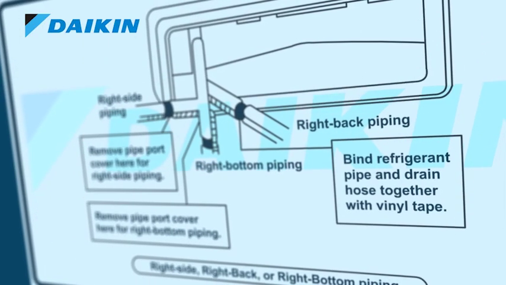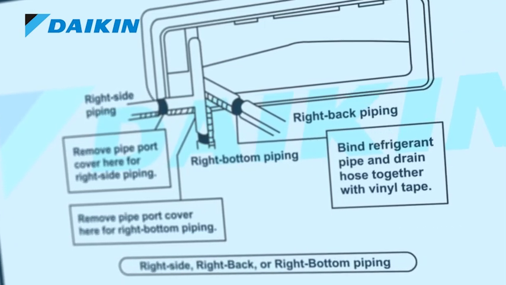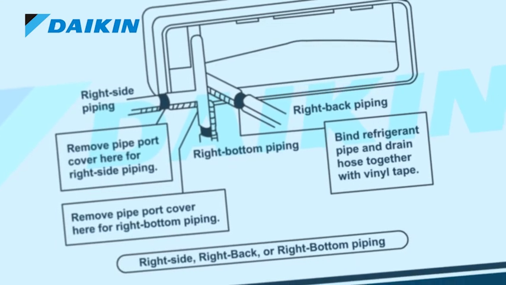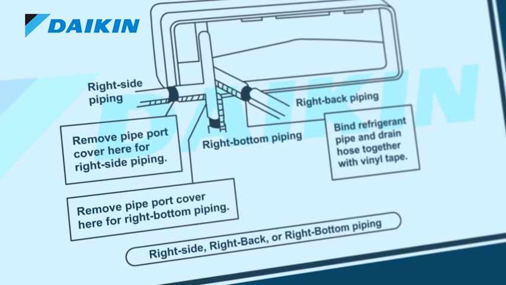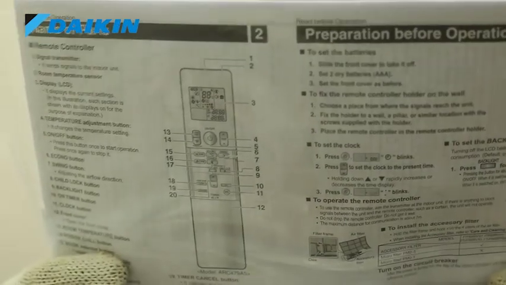Daikin gives you 3 options to take out the refrigerant piping from the wall. You can take out from left, from right, and from back. You may decide the correct option as per the site requirements. Read instruction on the installation manual for determining the distance and diameter of this hole.